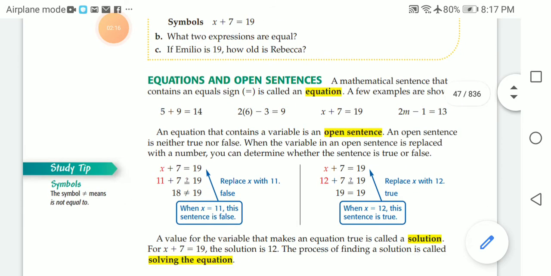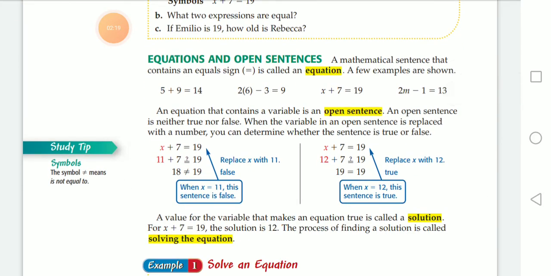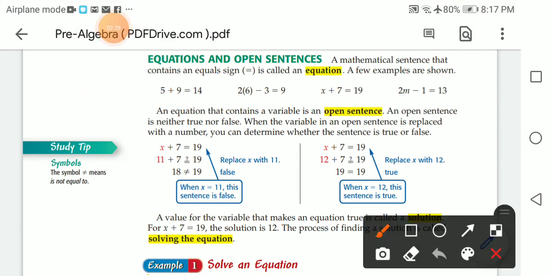So I have here an equation that contains a variable is an open sentence. So when it contains a variable, it's called an open sentence. An open sentence here is neither true nor false, okay? When the variable in an open sentence is replaced with a number, you can determine whether the sentence is true or false. When it's not replaced by a number, we can't consider it false or true. If you replace the variable with a number, you can now consider it true or false.